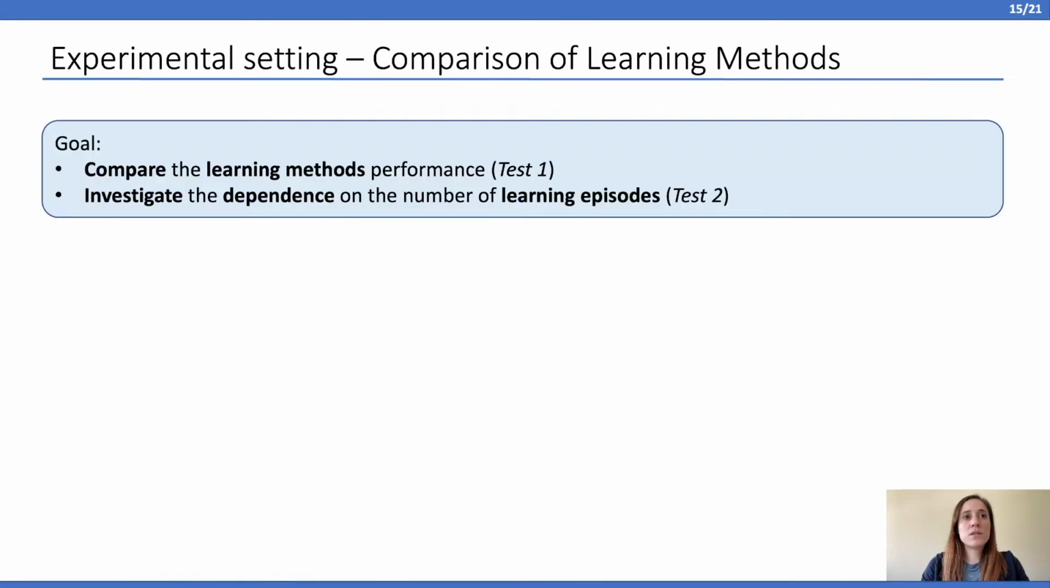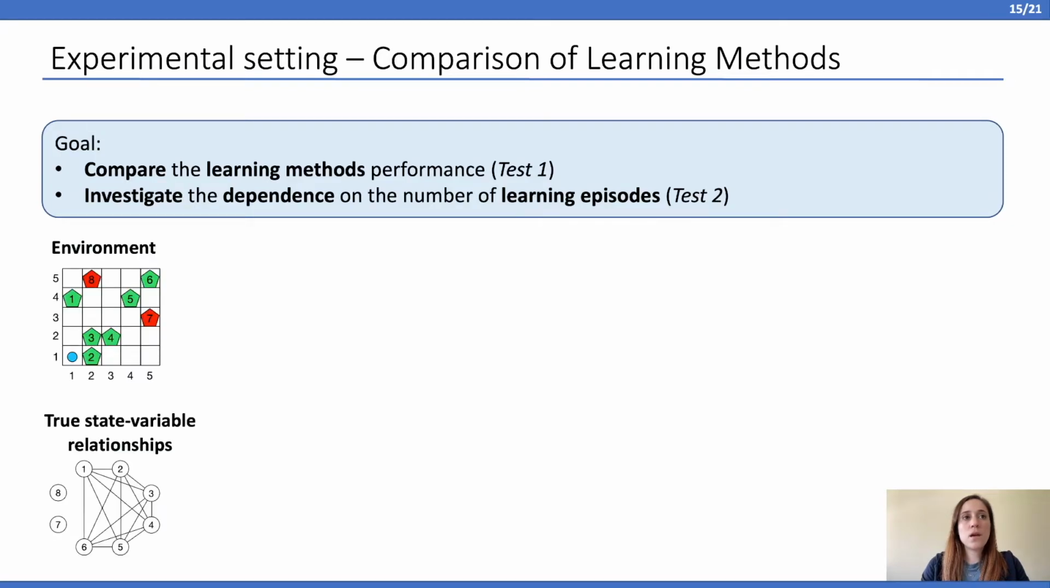In our experimental evaluation, we performed 2 different tests. Test 1 is aimed at comparing the performance achieved by the 3 MRF learning methods after a fixed number of episodes to identify the best learning strategy, whose performance are analyzed depending on the number of learning episodes in Test 2. Our tests are performed in the rock sample domain, with 8 rocks on a 5x5 grid.